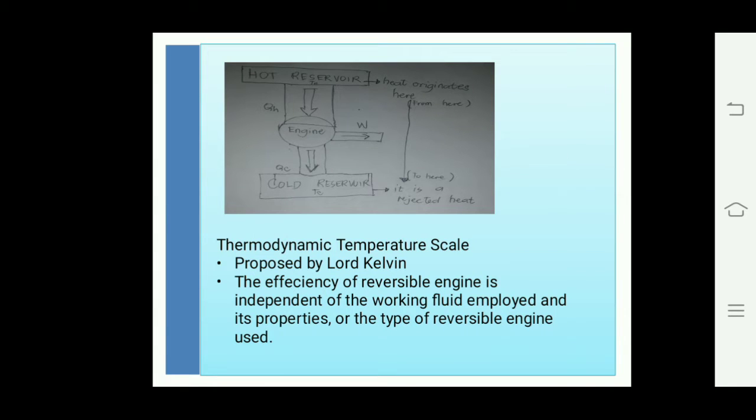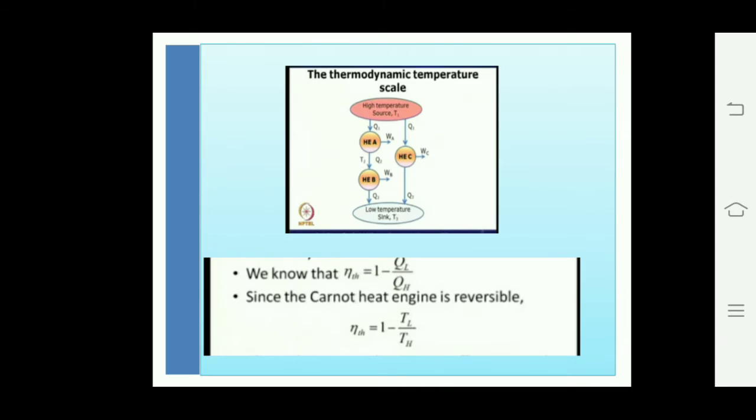Here, as you can see, as I have mentioned a while ago, is the high temperature source. The efficiency of a reversible cycle basically depends on the function of two temperatures. Just like I mentioned, the hot temperature and the low temperature, or the temperature of your source and the temperature of your sink. So that is the thermal limit of the source and sink.